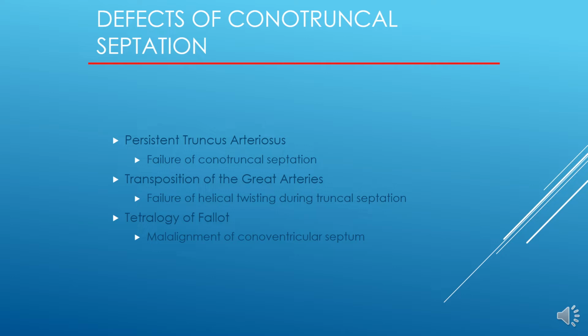Due to the absence of the 5th aortic arch, the location of the recurrent laryngeal nerve becomes particularly significant in surgical repair in order to avoid injury to the recurrent laryngeal nerves. So the defects of the truncal septation are persistent truncus arteriosus, transposition of the great arteries, and tetralogy of Fallot.